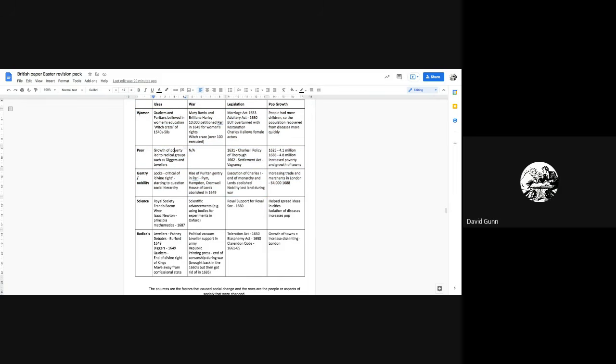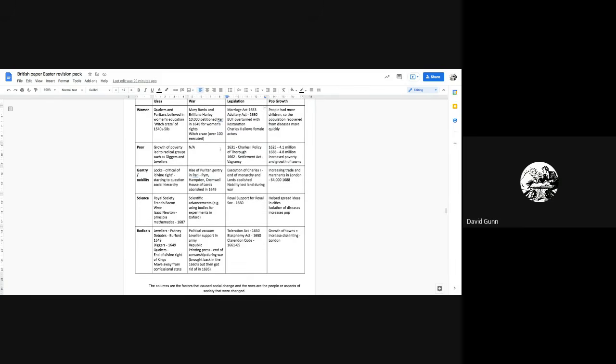Or there are some questions that are quite specific. How far do you agree that the status of women changed between 1625 and 88? And then you would just look at these different areas and to what extent they changed things for women or the poor or gentry or nobility. So factors, and then people or groups or aspects of society that have been changed. I'm not going to go through all the evidence. You can do that, and you can see that here in this pack.